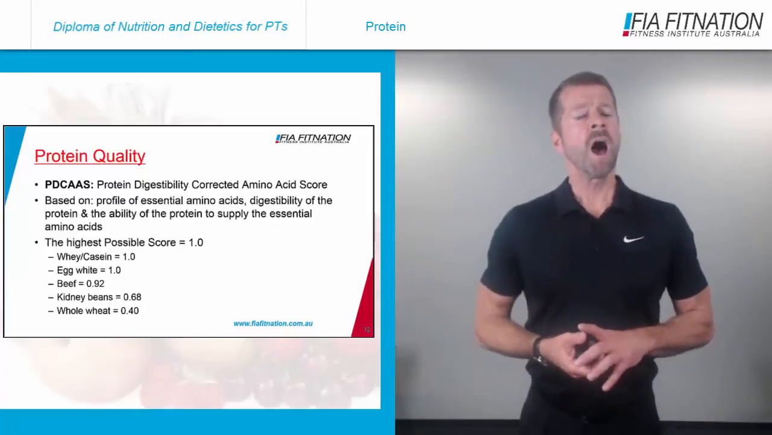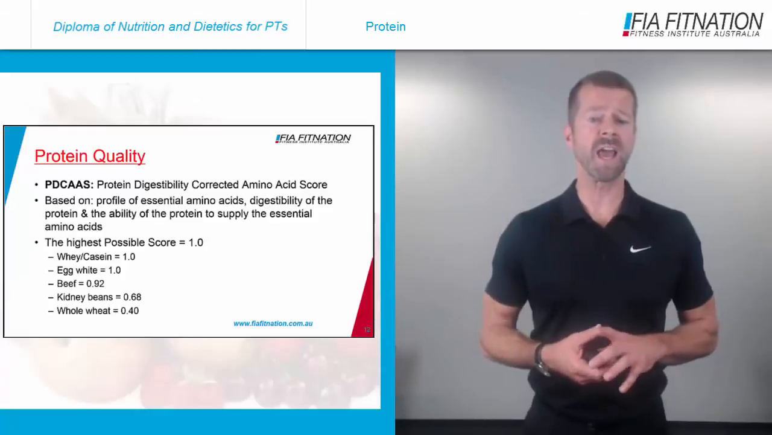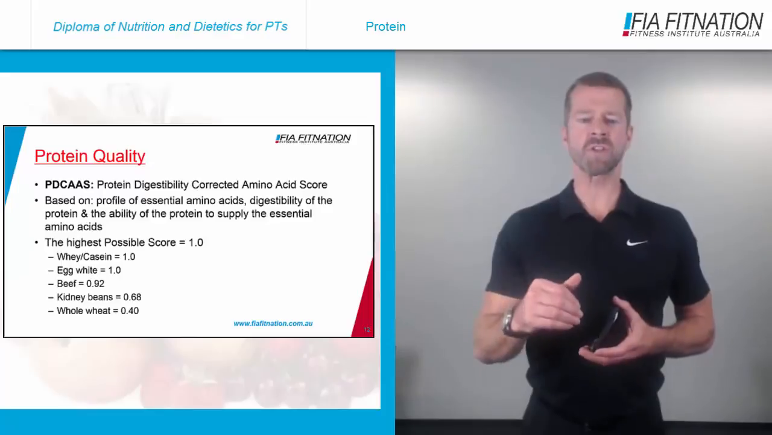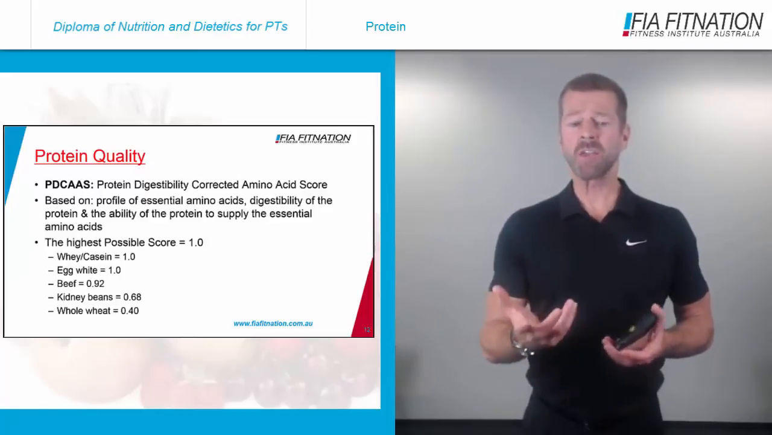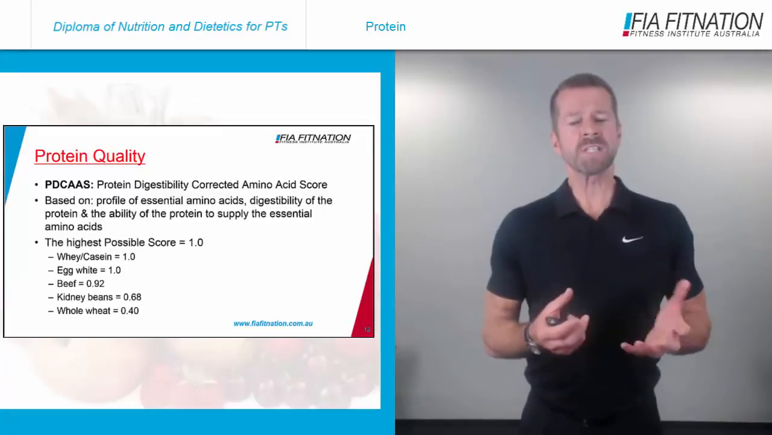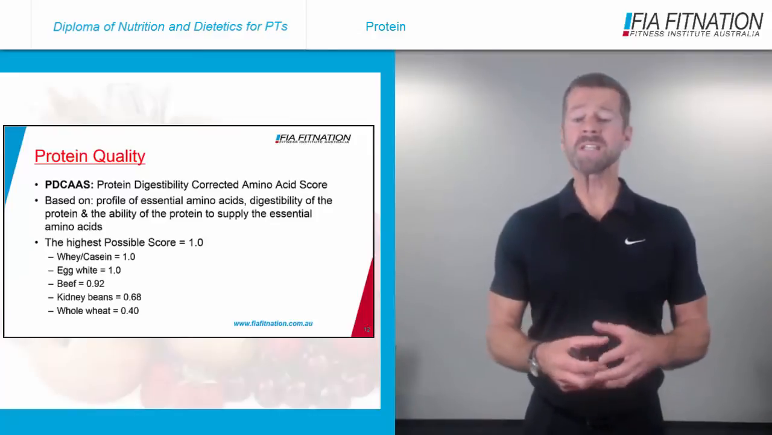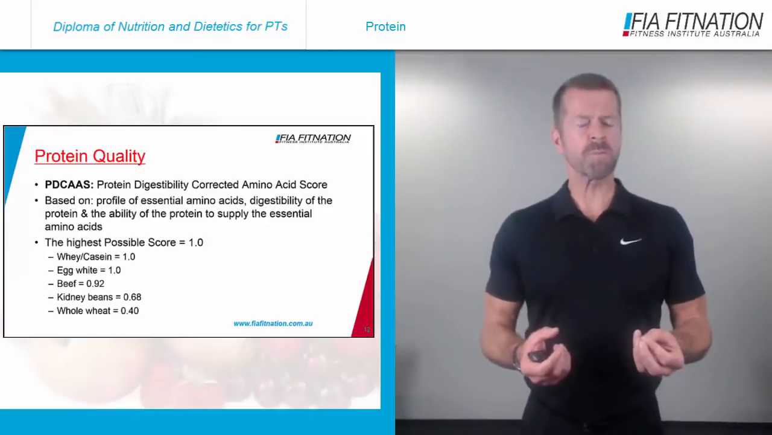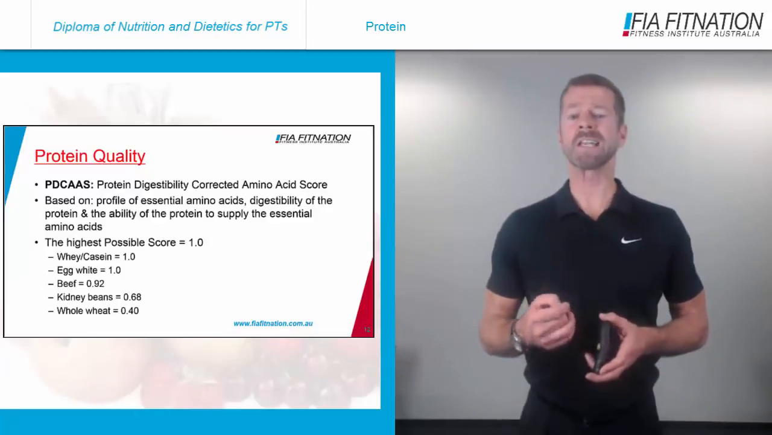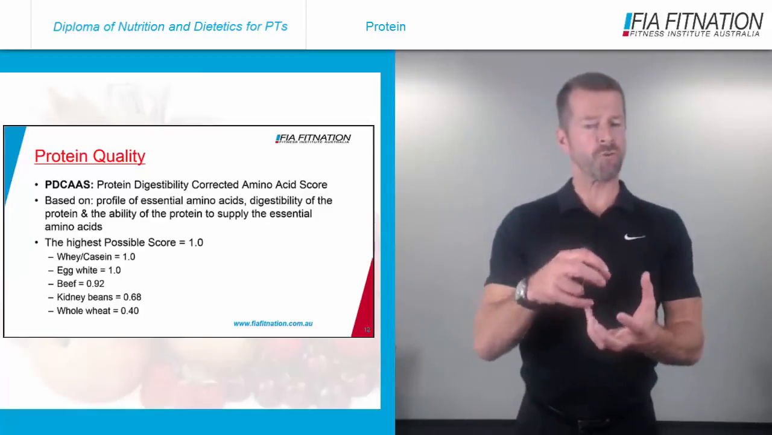Vegetarian sources are generally considered not to be so high on the PDCAAS because they're very low in certain levels of the essential amino acids. So the legumes, for example, kidney beans, only score 0.68 because they're low in the essential amino acid methionine, whereas whole wheat and a lot of grains only score about 0.4 because they're very low in the essential amino acid lysine. So it's often recommended that we combine the legumes and the grains together.